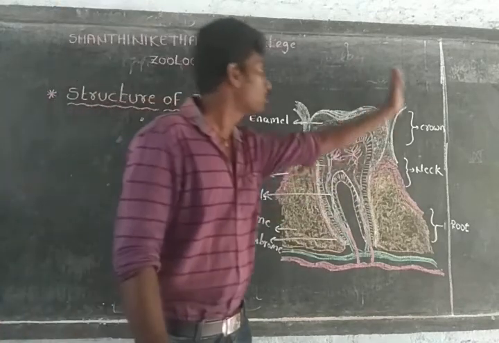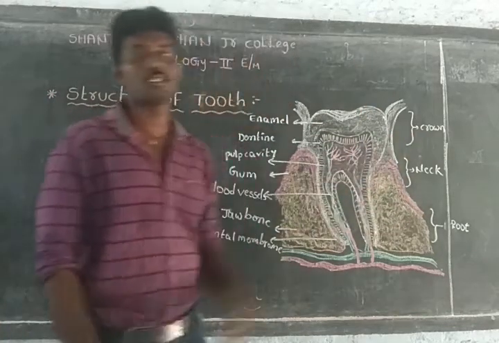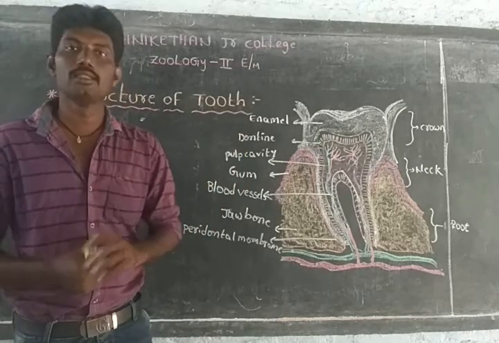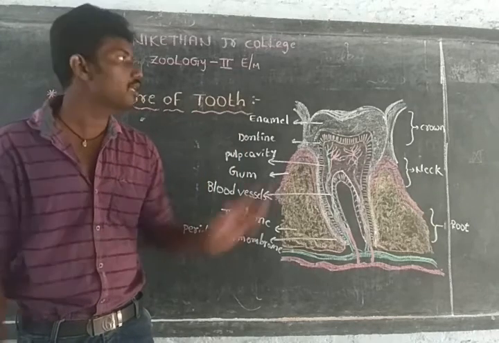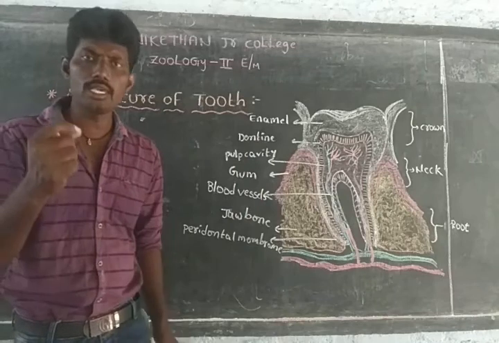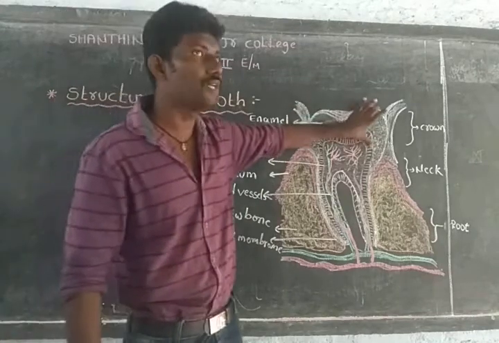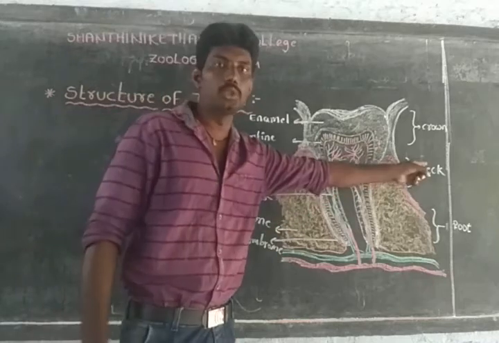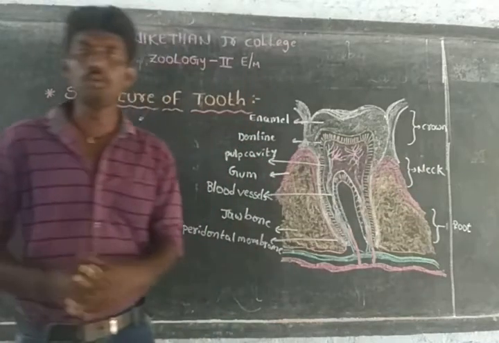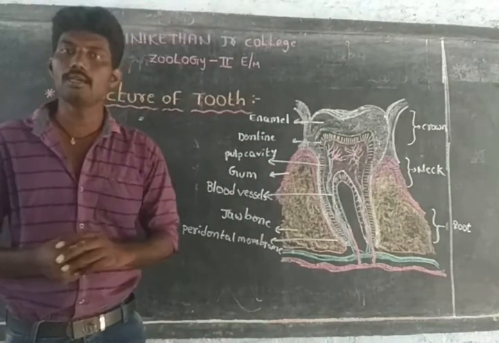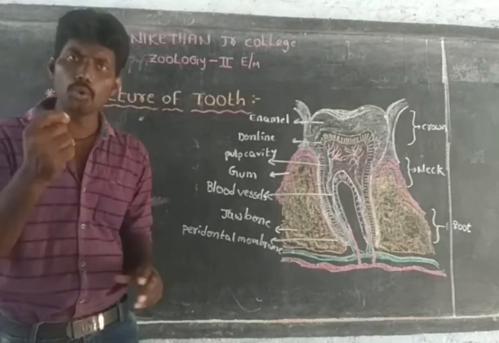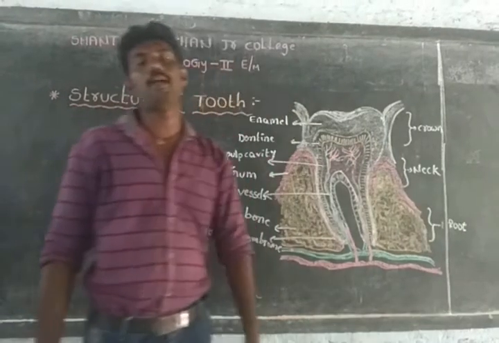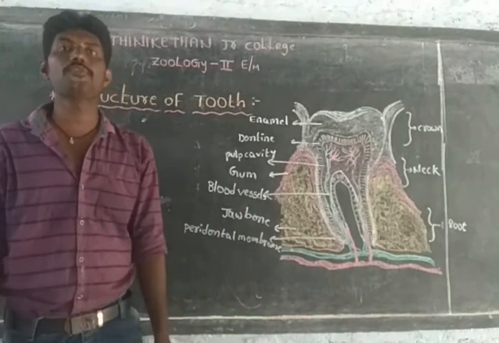The tooth has three parts: crown, neck, and root. The crown is the exposed part of the tooth. The neck is the middle part of the tooth. And the root is the inner part of the tooth. The root is embedded into the socket of the jawbone.